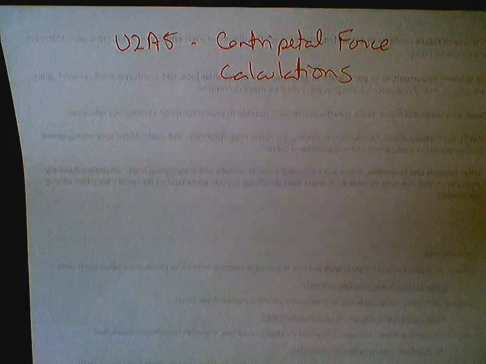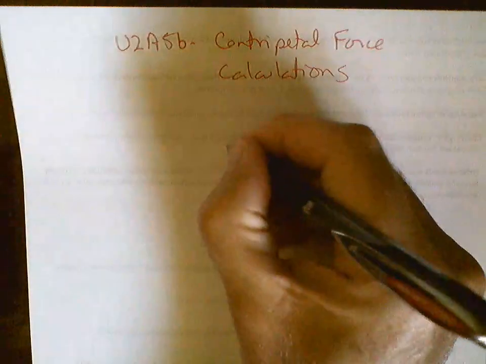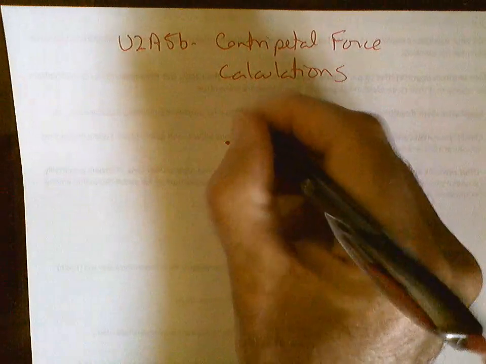Okay, in section U2A5 of this course, they go through centripetal force calculations. Now what you'll notice is that this is U2A5b. So in U2A5a, what I tried to do was explain something about centripetal forces, and it's hard for people to get their head around this.